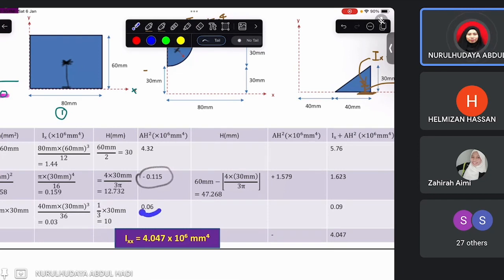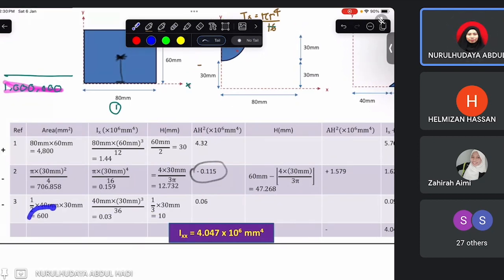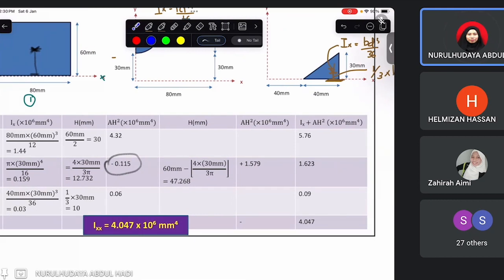And calculate the AH square. So, you just take the value of H power of 2 and then multiply by its area, and divide by 1 million. So, you take 0.03 plus 0.06, you get 0.09. So, if you notice, the others apart from that quarter circle don't have this subtracting, right? Okay.